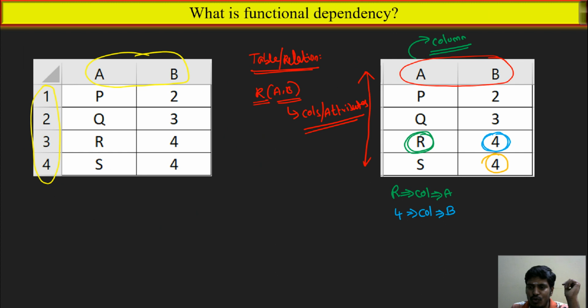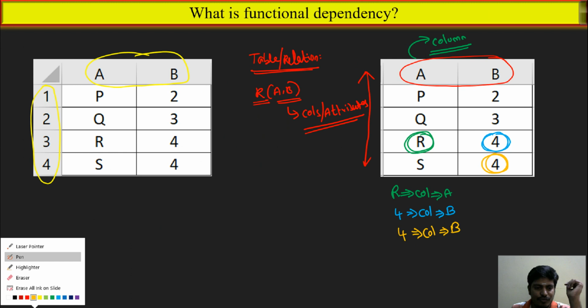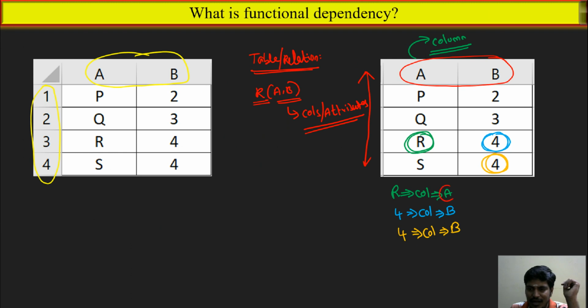Where is this 4 present? Yellow circle. Where is it present? Then again you will say 4 is present with respect to column B. Okay. Now if you observe here A, no problem. Here you are saying B. Here also you are saying B. That means duplicate. Say yes or no, my dear friends.